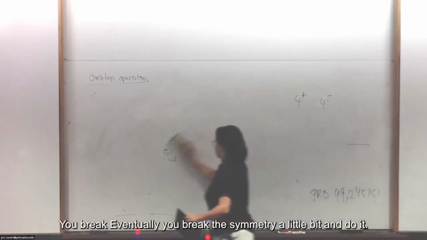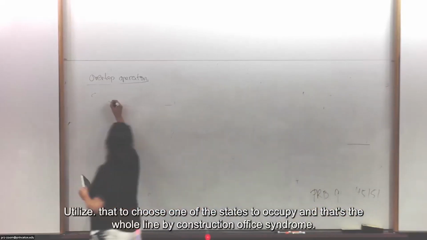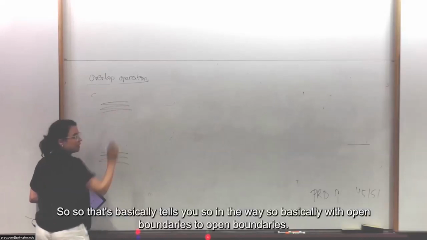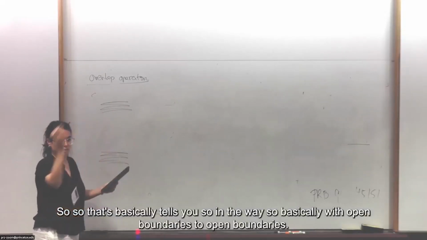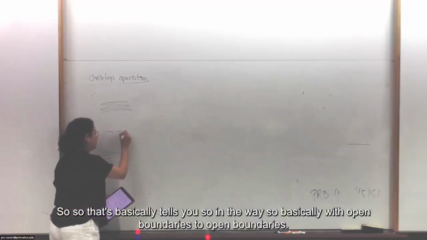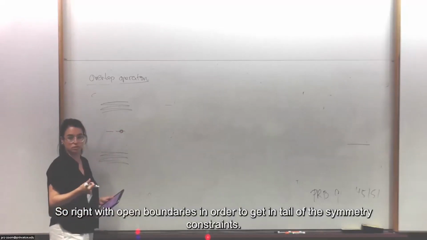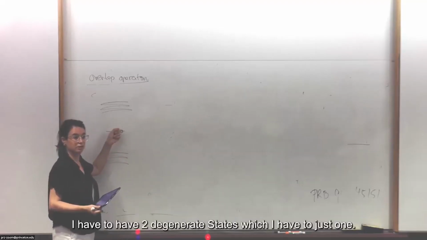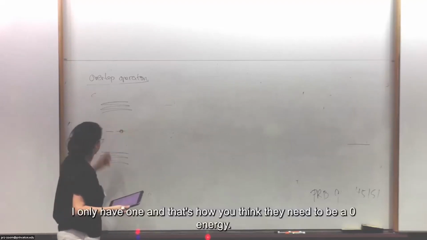So basically, with open boundaries, in this case you have a filled band and an empty band, right? With open boundaries, in order to guarantee all of the symmetry constraints, I have to have 2 degenerate states, of which I have to fill just one. I only have one electron to fill, right? And that's how they need to be at 0 energy to have chiral symmetry, and that's how you guarantee that these states need to be inside of the gap of the system.